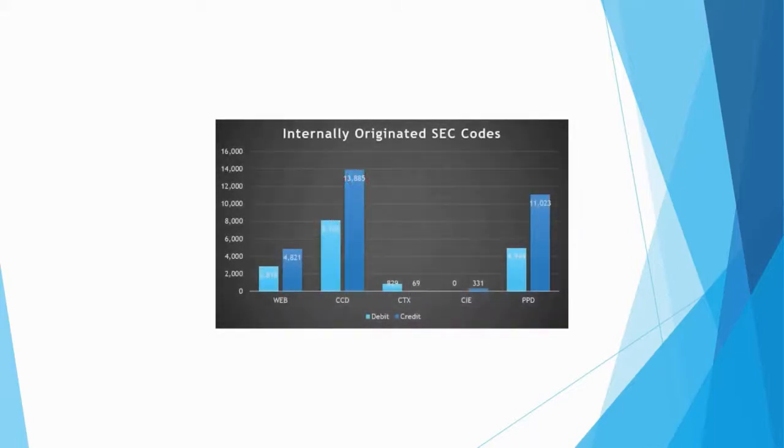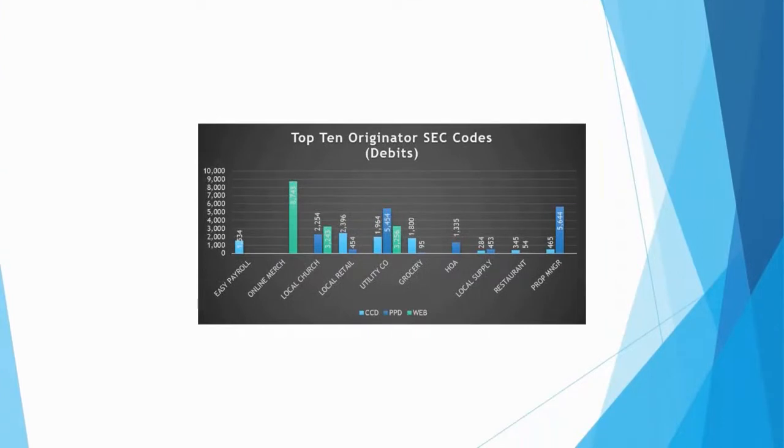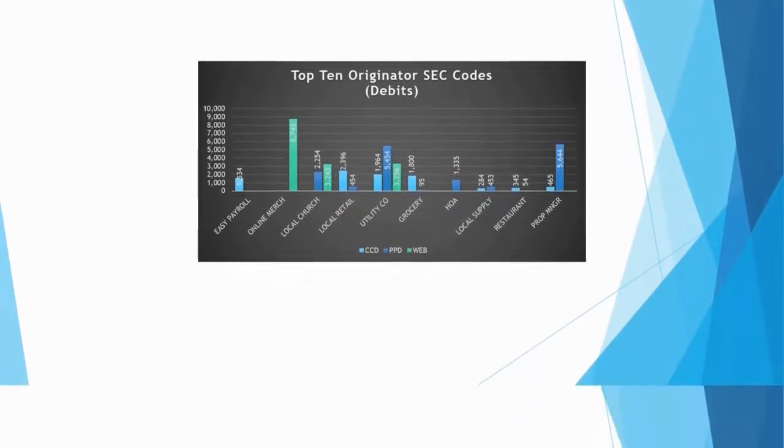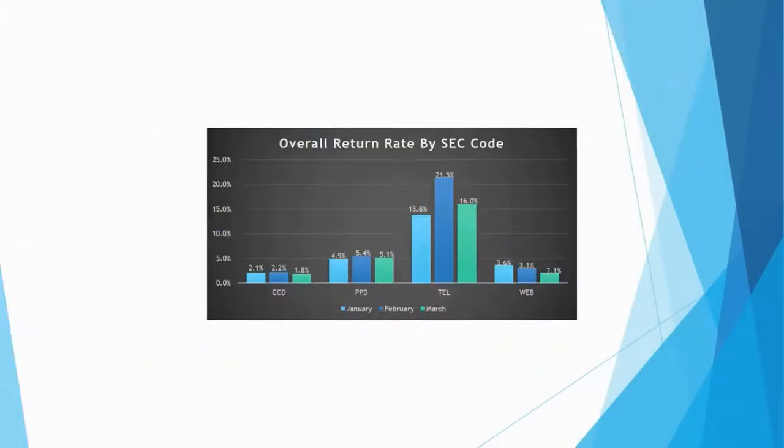We'll provide a breakdown of ACH volumes by SEC codes for internal originations and for your top 10 originators for both debits and credits, so that you can be sure that your originators are only originating permitted SEC codes and that volumes are consistent with the originator's expected activity. We will evaluate your overall return rates by SEC code to help you identify potentially problematic origination practices before they result in losses or rules violations.